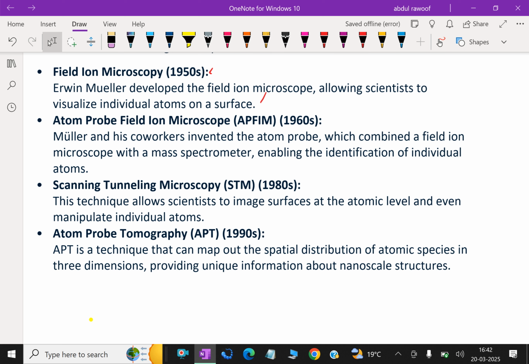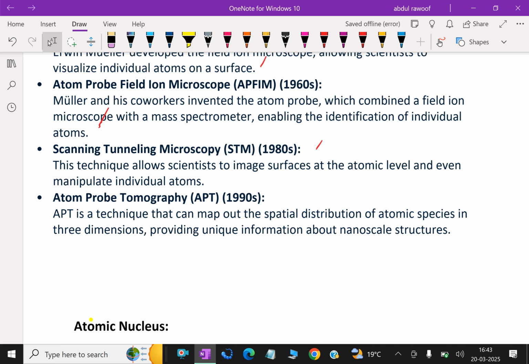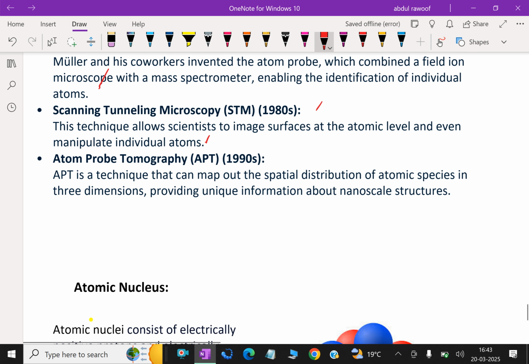Scanning tunneling microscopy, STM. This technique allows scientists to image surfaces at the atomic level and even manipulate individual atoms. Atom probe tomography, APT. APT is a technique that can map out the spatial distribution of atomic species in 3 dimensions, providing unique information about nanoscale structure.